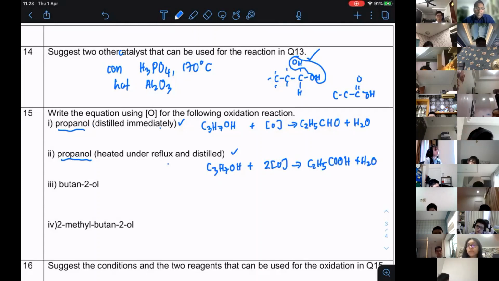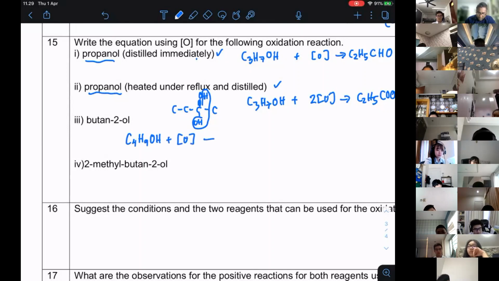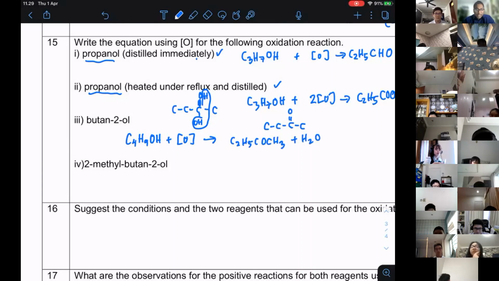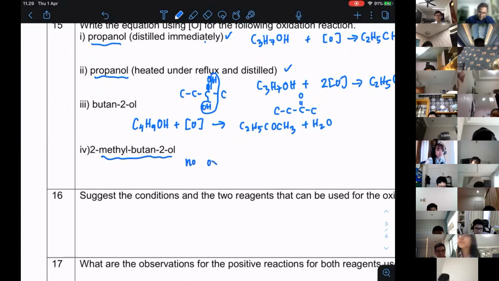Just equation wise only. Butan-2-ol has the OH here. Just put one O, and this bond will be broken, so you have H2O, only one. So C4H9OH plus O gives C2H5COCH3 plus H2O. I'm going to get a ketone. And if you find this is a tertiary alcohol, there is no oxidation.